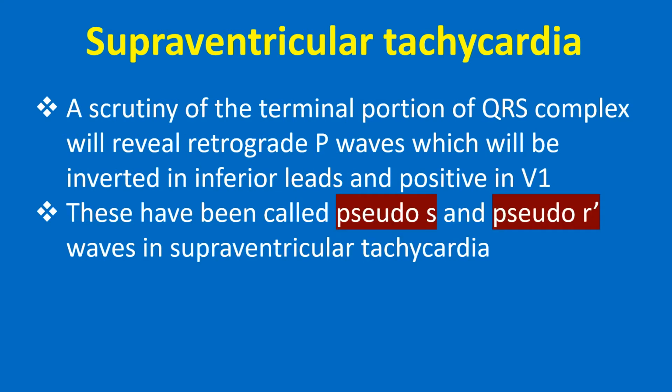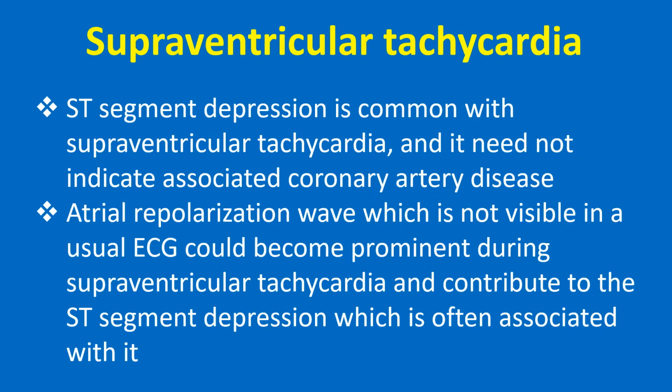A scrutiny of the terminal portion of the QRS complex will reveal retrograde P waves, which will be inverted in inferior leads and positive in V1. These have been called pseudo S and pseudo R prime waves in supraventricular tachycardia. ST segment depression is common with supraventricular tachycardia and it need not indicate associated coronary artery disease.